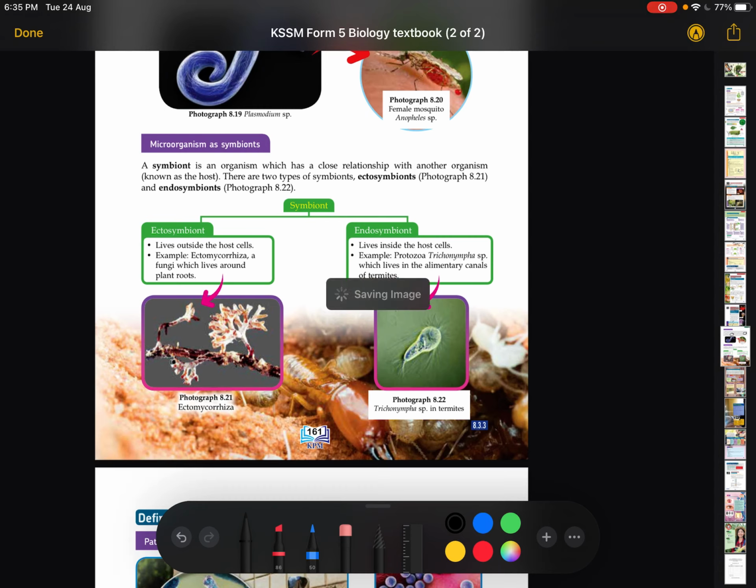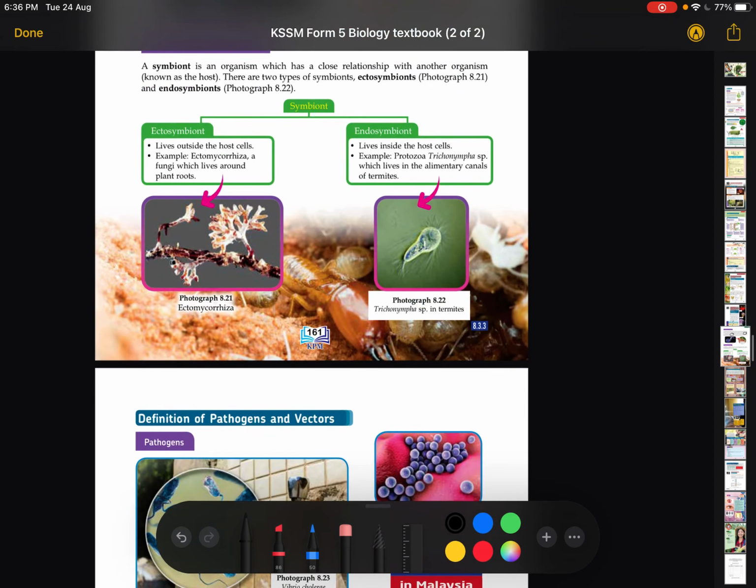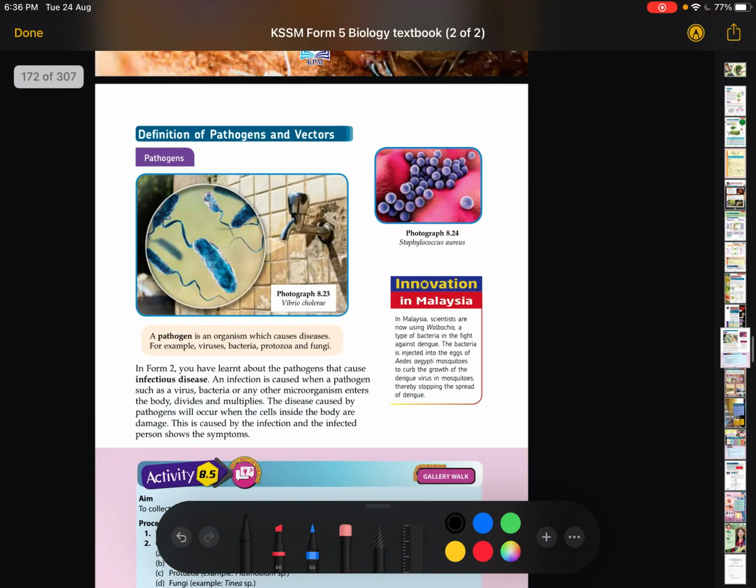And lastly, which I think is the most important one, will be the symbionts. Symbionts are organisms that have close relationships with other organisms, and when these two have close relations, it is called symbiosis. There are two types of symbionts. One is ectosymbiont, which is outside the host cell, and endosymbiont, which is inside the host cell. I think you can do this yourself. Ectosymbiont fungi outside around plant roots, and endosymbiont protozoa in termites, like inside termites.